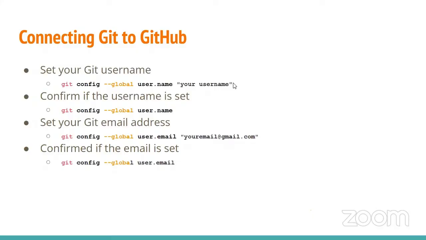You use this apostrophe, colon, that is called semicolon as well, to type in your username. That's to configure your username. Then to confirm if you're successful, just type git config username to confirm if you're successful.